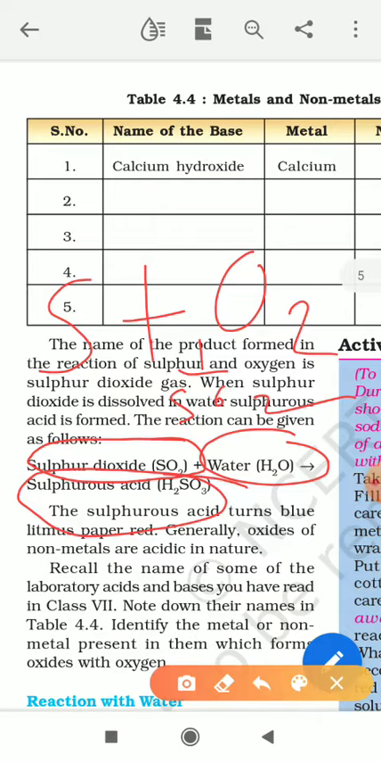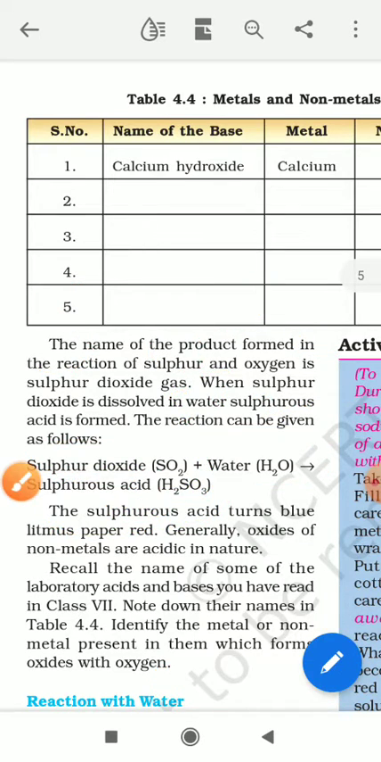Have you heard the term acid rain? Acid rain is also formed by this process, because sulfur dioxide is present in our environment. When sulfur dioxide reacts with water, it produces sulfurous acid. Acid is written in the name. So through this name we can understand that when a non-metal reacts with oxygen or water, it always produces an acidic substance. Clear children? I hope that much is clear.